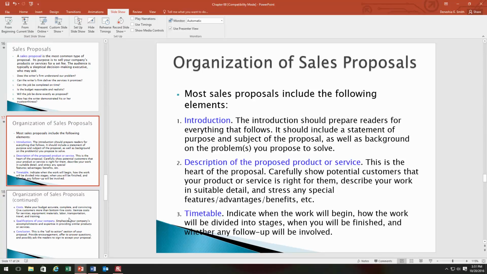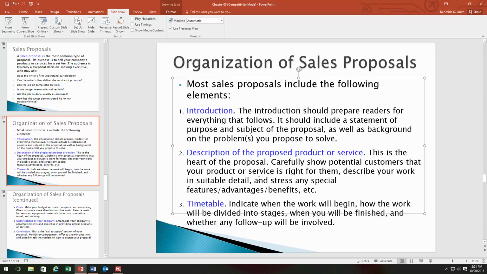Okay, and so if we look specifically at the organization of sales proposals, and we're talking about this since this is the most common type of proposal, because again, there are other types of proposals that we could also be talking about. But most sales proposals include the following elements. It includes an introduction, right? And the introduction should prepare readers for everything that follows. It should include a statement of purpose and subject of the proposal, as well as background on the problem you propose to solve. Okay, so that introduction, it's kind of like an abstract, right? Just kind of like that nice overview at the beginning. Then the description of the proposed product or service. This is the heart of the proposal.